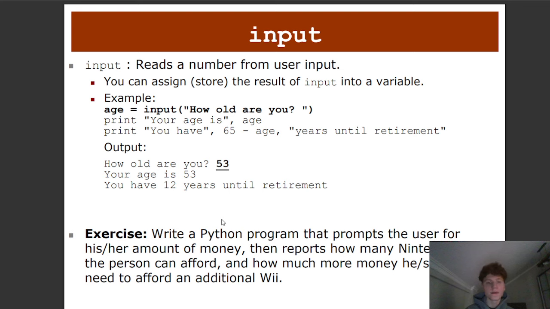Exercise: write a Python program that prompts the user for his/her amount of money, then reports how many Nintendo Wiis the person can afford and how much more money he/she will need to afford an additional Wii.